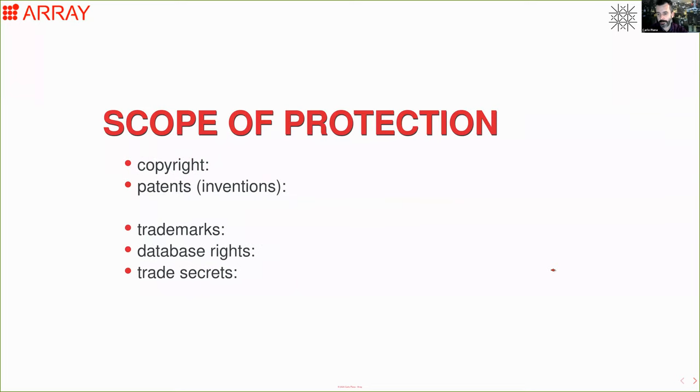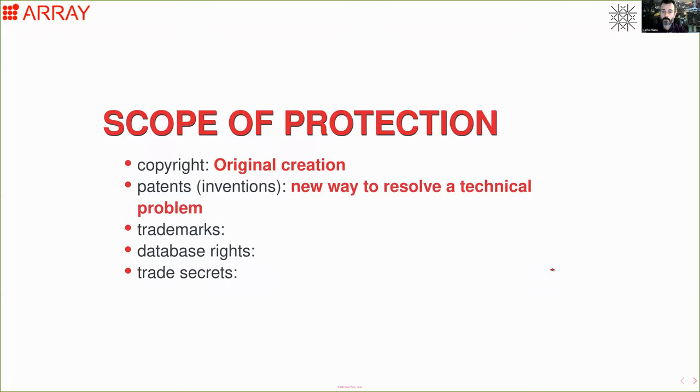Scope of protection. That's very difficult. This entails the very nature of the protection, because copyright protects original creation. It protects the parts which is not necessary. And copyright exists only if there is creativity. If there is only one way of expressing yourself, there cannot be any copyright. Copyright only covers the form of expression. Whereas patents cover a way to resolve a technical problem.